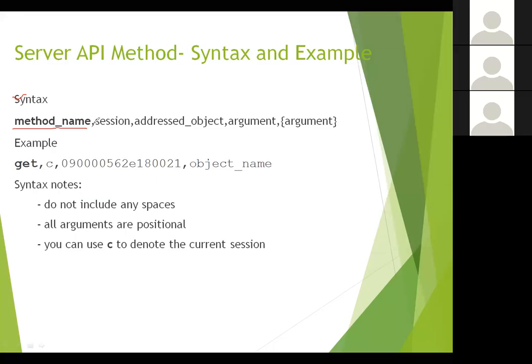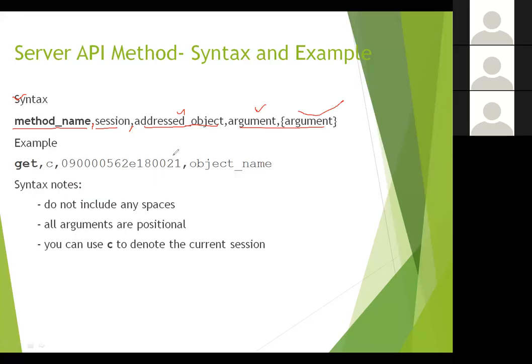Method name, then comma, session, then the addressed object. I mean, which object, because Documentum treats everything as an object in the system. So you have to pick up the object ID of the object you are working on, on which this method is to be applied, and then certain arguments. An argument could be one or more than one.